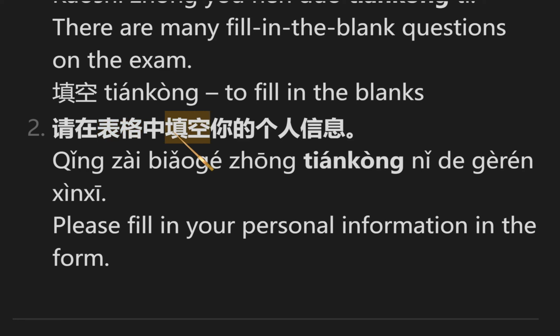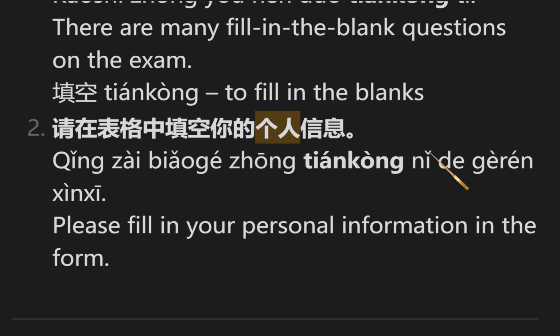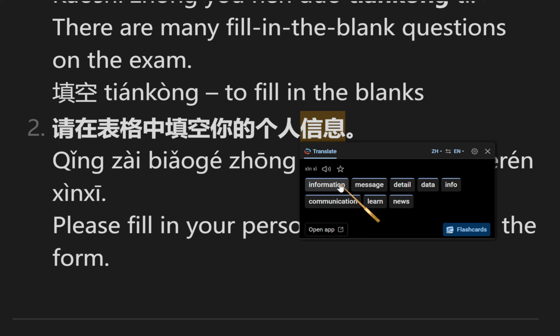Fill could also be just a verb. 填空你的个人 it's personal, private, solo, individual, oneself also could be. So one's information, or you say your personal, yourself. 个人信息 it's information, message, data, news, mostly information.